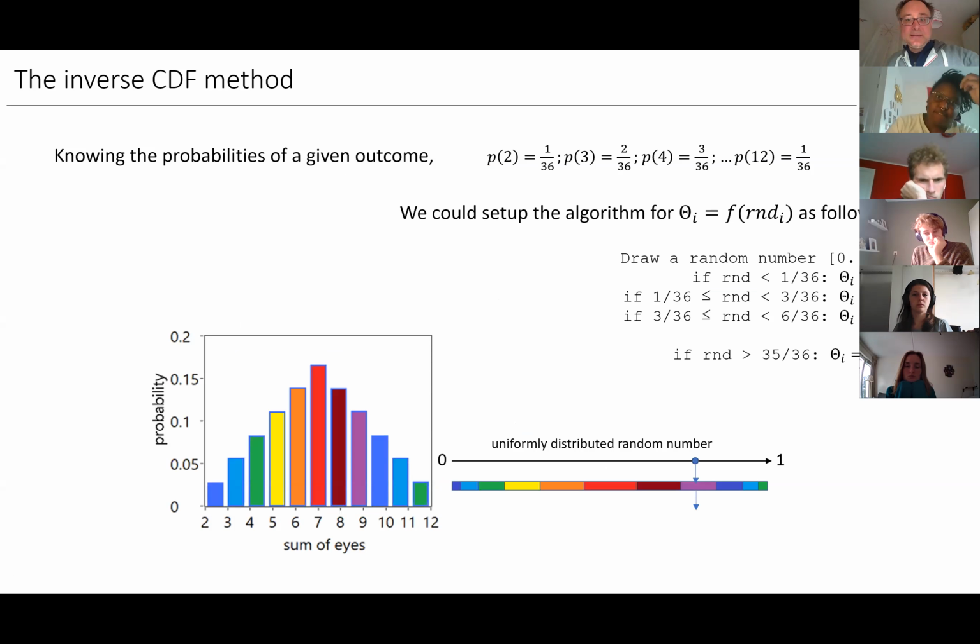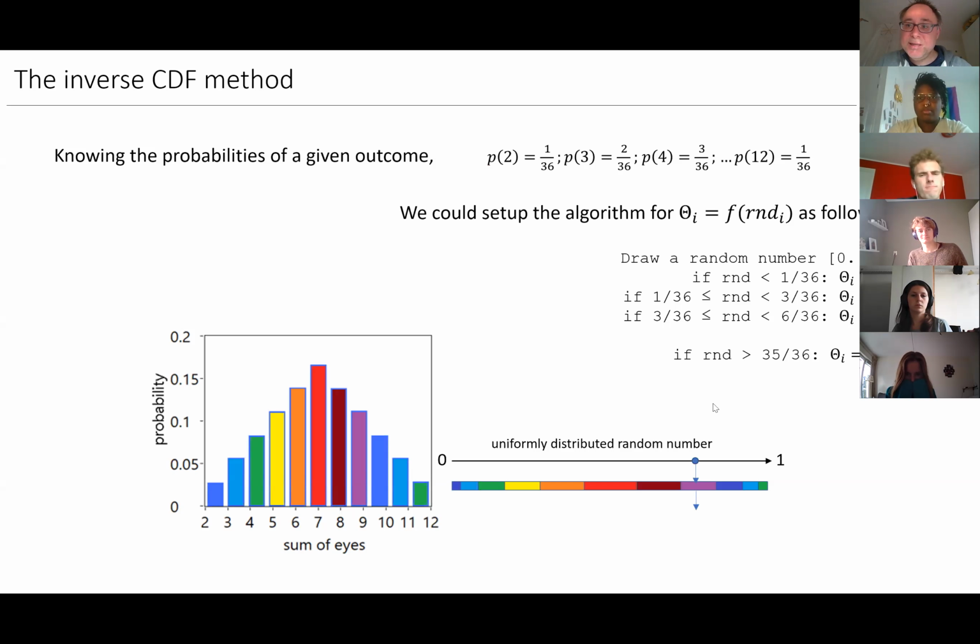Now the way to do that is first to inspect the probabilities of given outcomes. So there is only one way of throwing a sum of 2. That the sum equals 2. So the probability of that happening is 1/36. On the other hand, there are 2 possibilities to arrive at a sum that is equal to 3. So that probability is 2/36, etc. So we can calculate the probability for each of the possible outcomes.